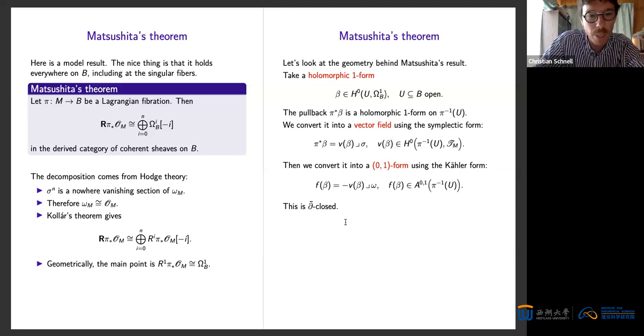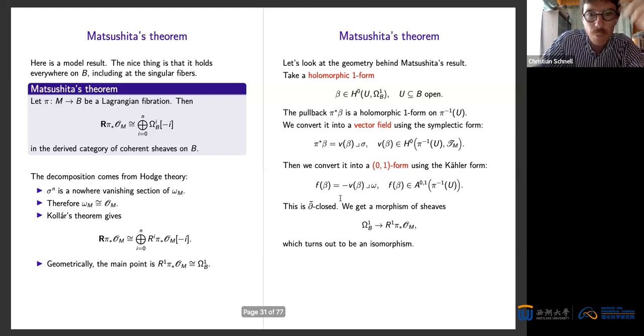So it gives you some cohomology class in H1 of the structure sheaf, right? And so then if you take that and restrict it to the fibers, this process defines a morphism of sheaves. You can take a 1 form on the base, pull it back, convert it to a vector field, convert it to a 0,1 form, restrict it to the fibers, and then you get a map of sheaves like this. And then Matsushita is saying that this map of sheaves is actually an isomorphism. Right? So this is the process that relates those two things.